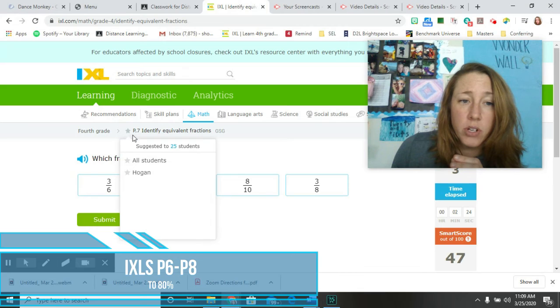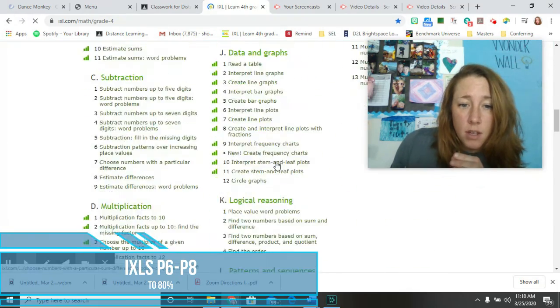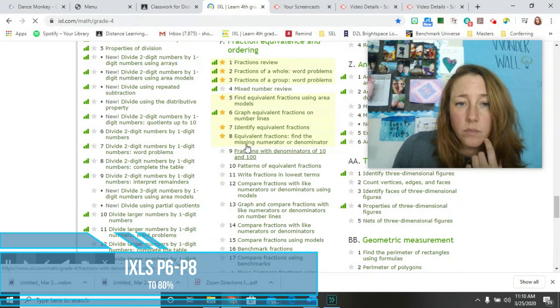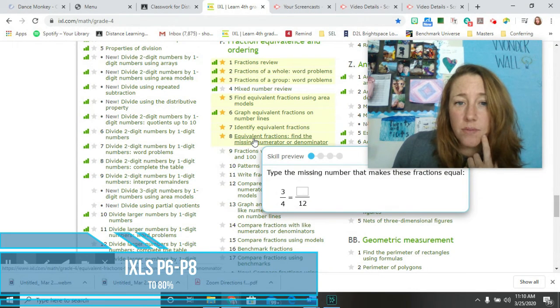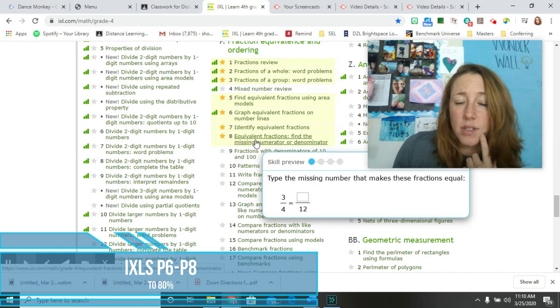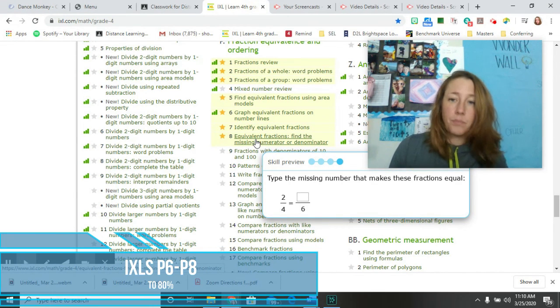And the last one you're going to work on is P8. And that's finding the missing ones. And that is the one I'm not going to go over. All you're going to do is multiply or divide. Whatever you do to the top, you do the bottom.